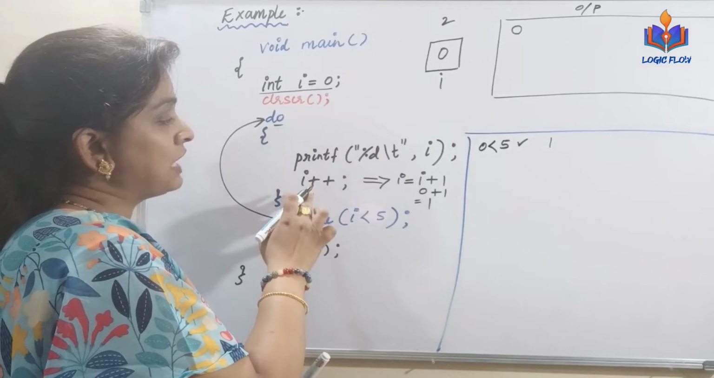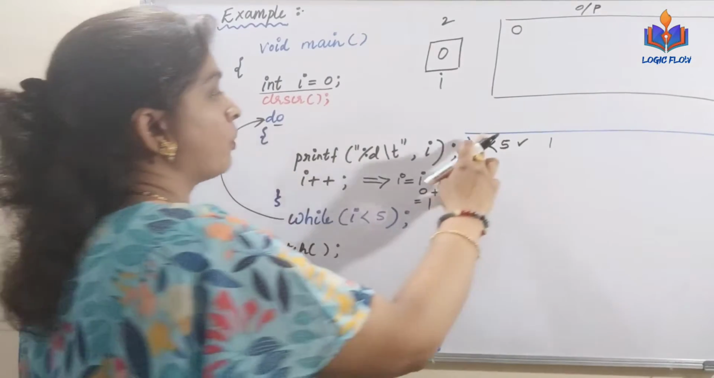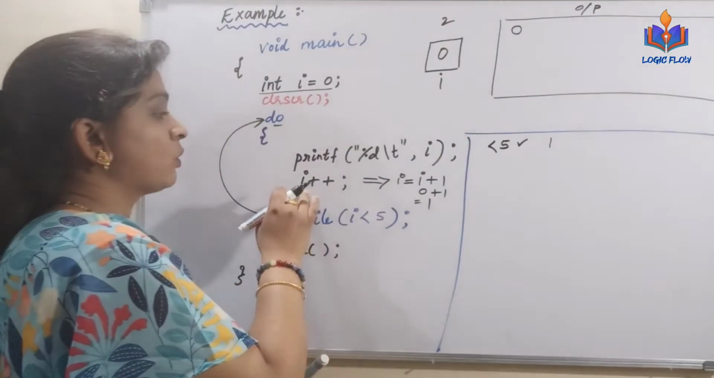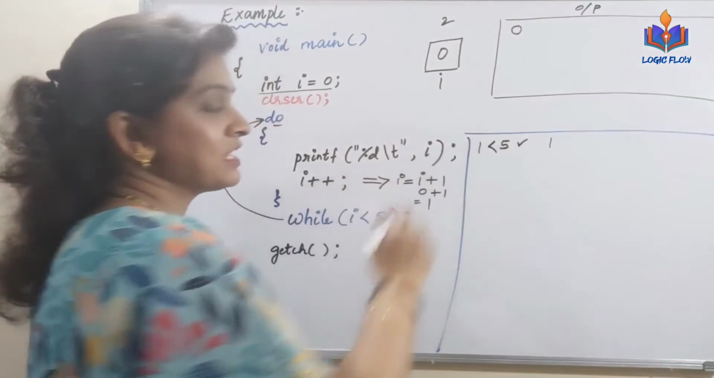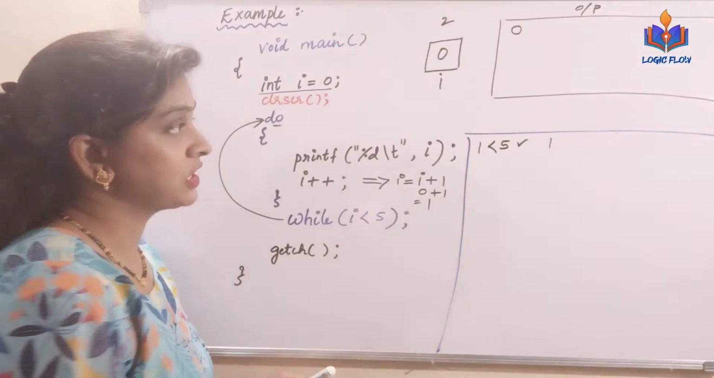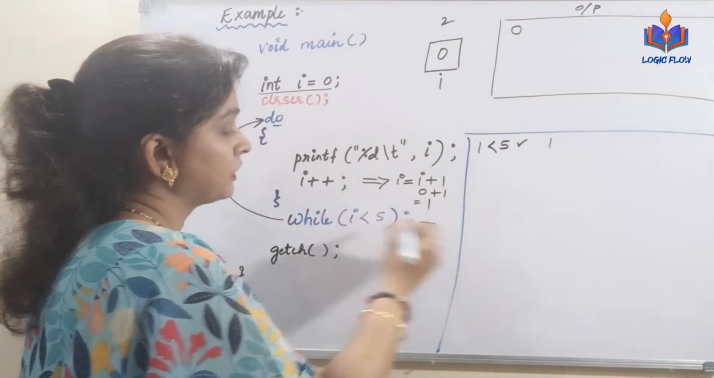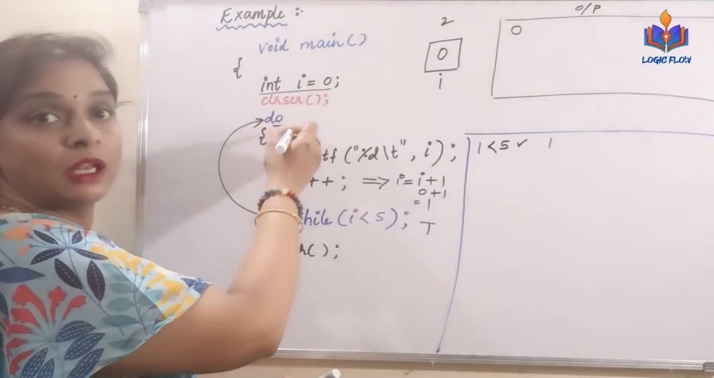Now i value is from 0 to 1. So it is 0 plus 1, it is 1. Then check the condition. Is 1 less than 5? Yes. Condition evaluated as true. Then do the statement. Loop back.